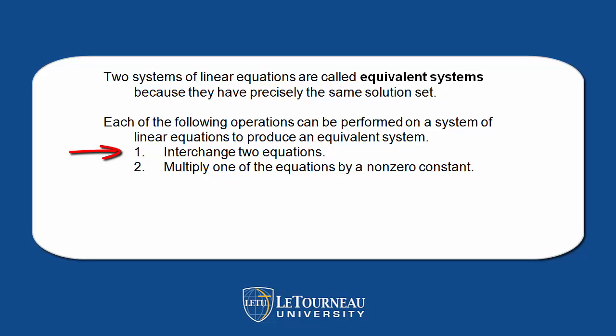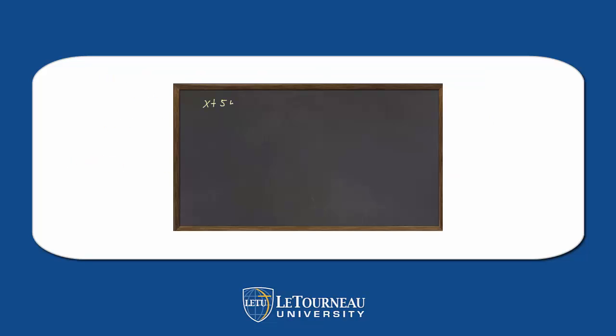All right, we looked at interchanging two equations. We can also multiply one of the equations by a non-zero constant. And all that it'll do is change the looks. It won't change the final answer. Let's look at our system here. x plus 5y equals 10. 3x minus 10y equals minus 5.